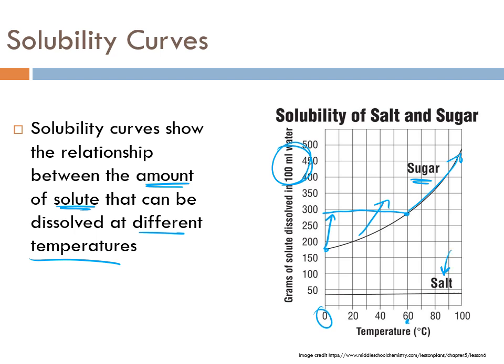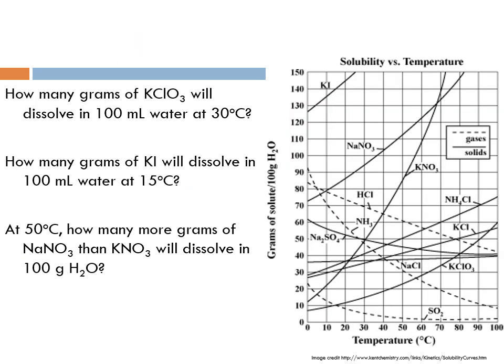Salt, however, has a small increase, but not much, right? So we definitely have maybe 40-ish grams of salt that can be dissolved at 0 degrees Celsius, and then at 60, maybe 41. It's not a big difference at all. Sometimes we make our solubility curves super confusing by throwing lots of lines on the same graph, but they're still readable as long as you focus on one line at a time.